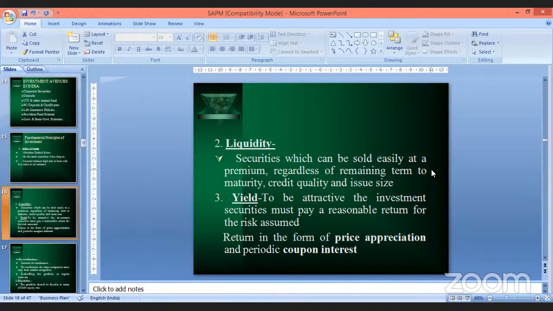And here your interest rate is printed on your debt certificate. Did you understand? For that, there is a specific coupon interest format, which means the rate of interest which is printed on the investment instrument.